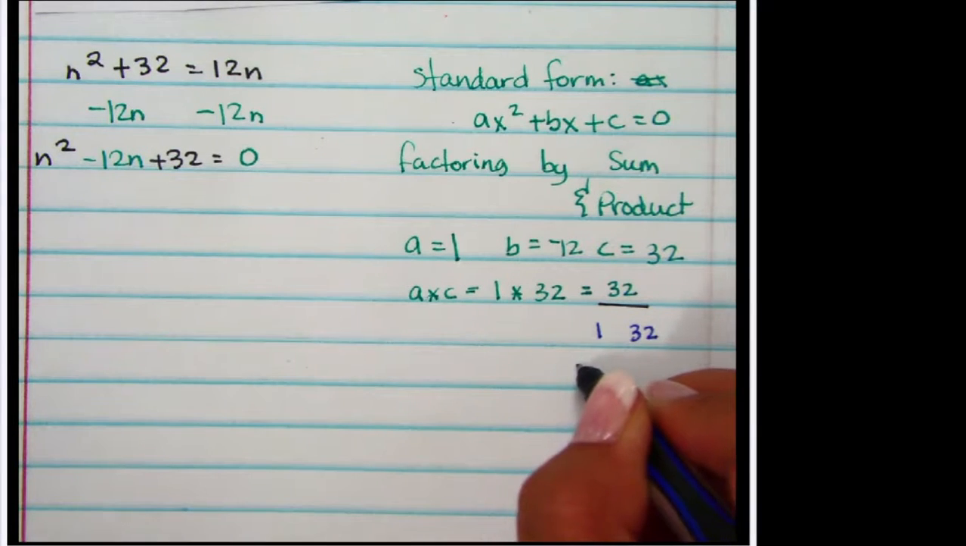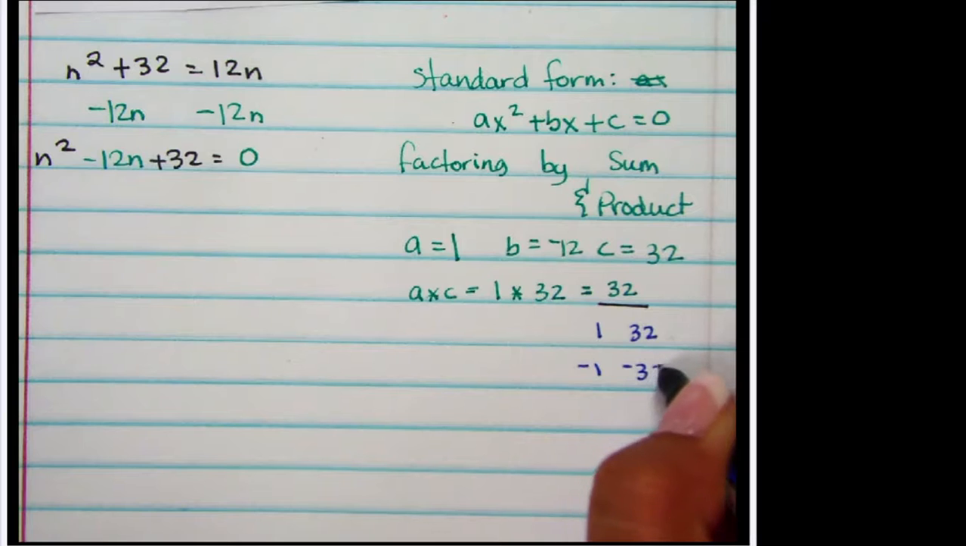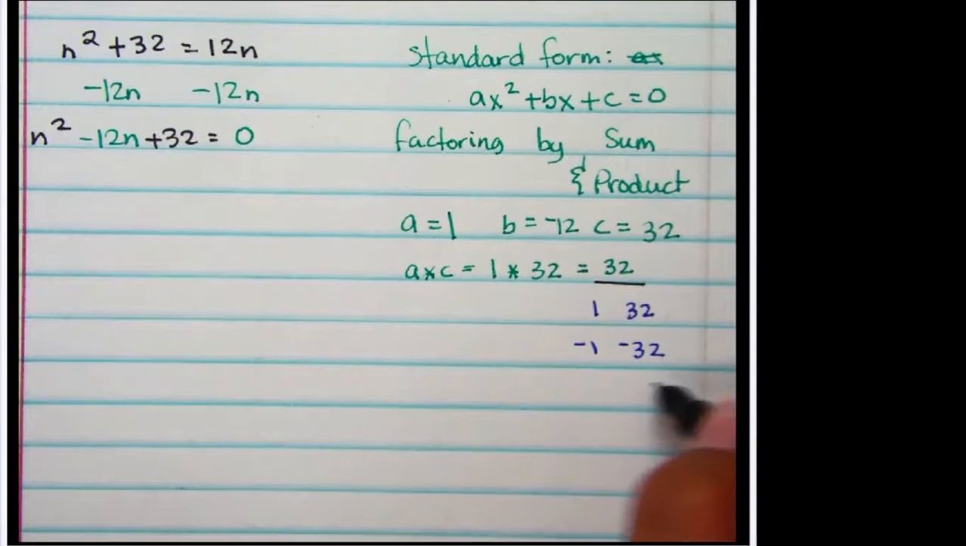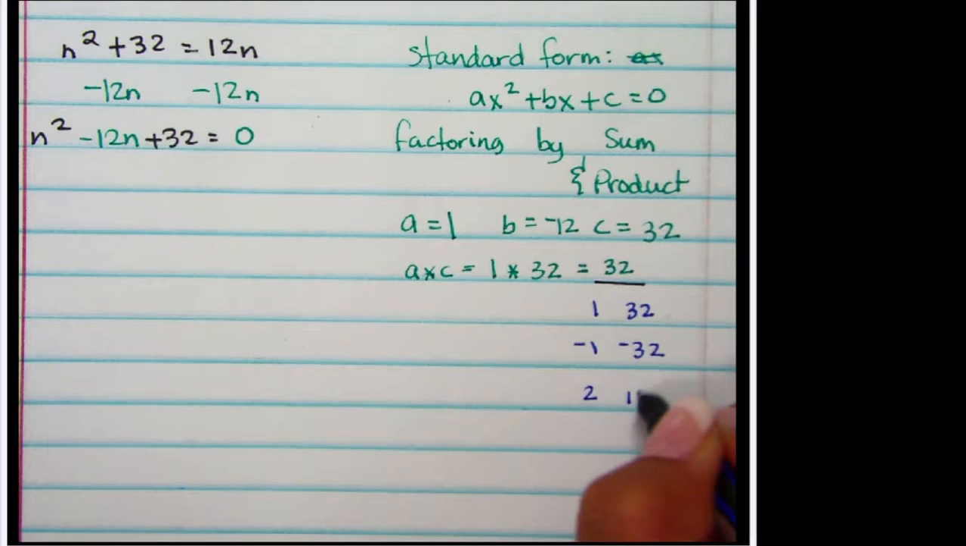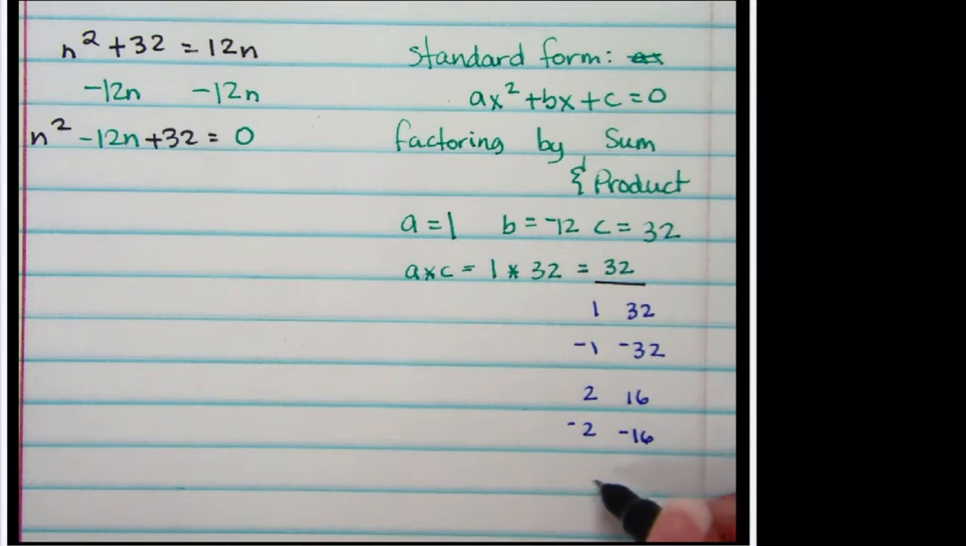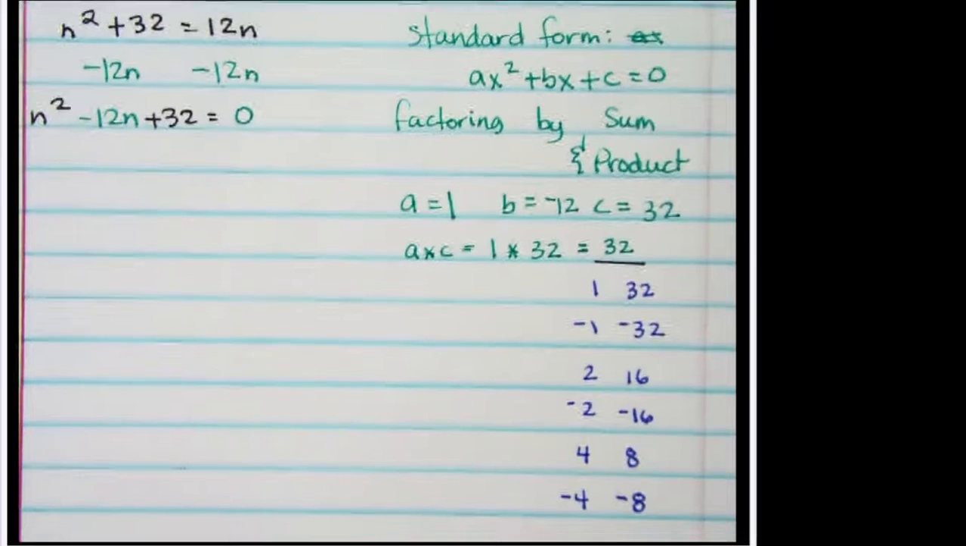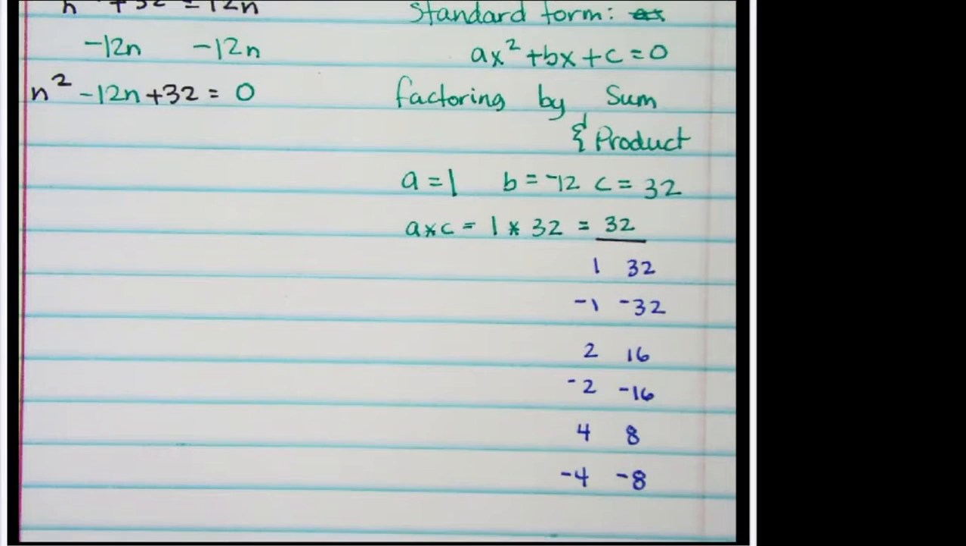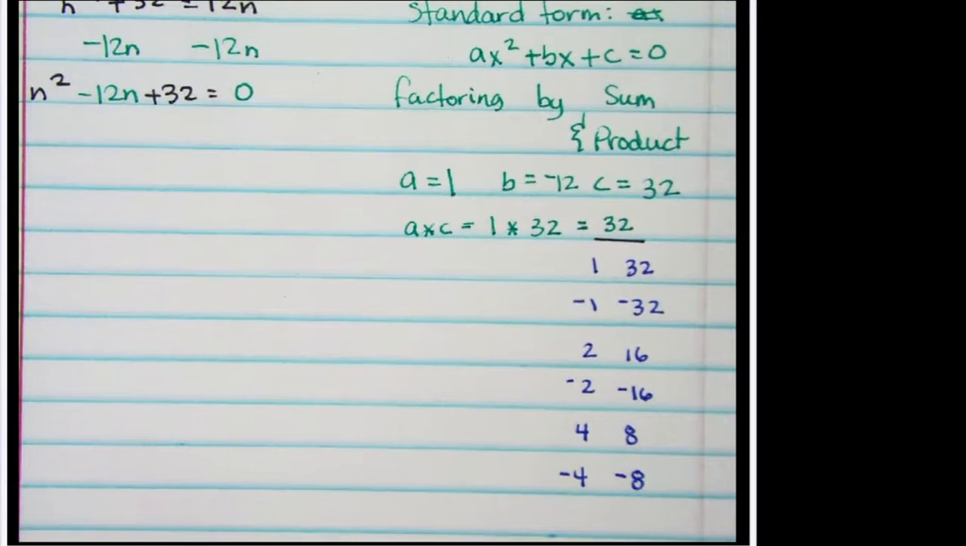1 times 32, but also the negative versions, negative 1 times negative 32. 2 times 16 works, as does negative 2 times negative 16. 3 doesn't work, but I believe 4 works. Let me check my handy dandy calculator really quick. 4 times 8, my calculator is showing, is 32. And so 4 times 8 will work, as will negative 4 times negative 8. If I keep going like this, I don't think I'm going to find any other factor pairs, and so I'm going to go ahead and stop here.